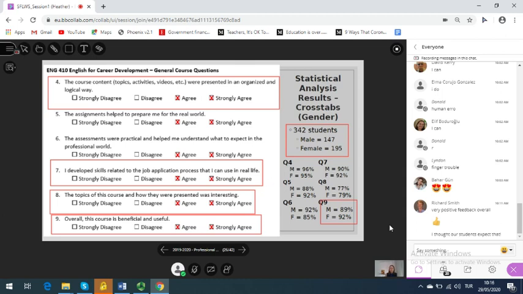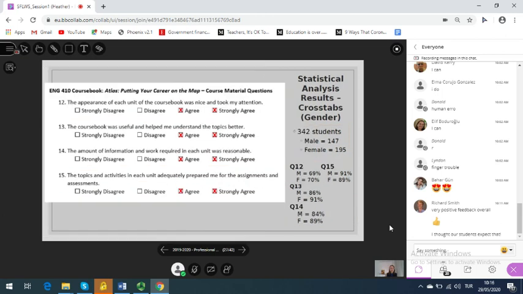I guess girls liked it more. So that was for those questions. And then we also had the questions about the course material. You can see, especially question 12, this one was also the lowest. So again, the appearance had an impact on them. But if we also look at question 13, the course book helped me, again, pretty positive.